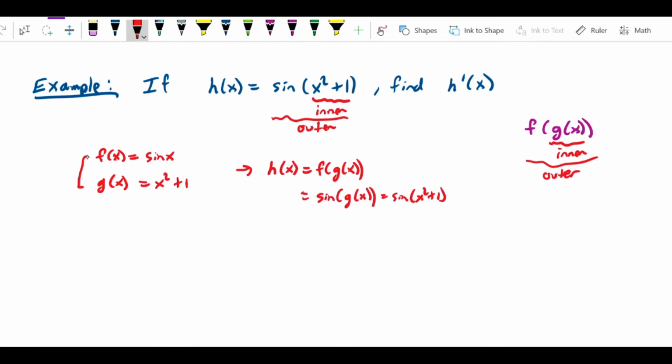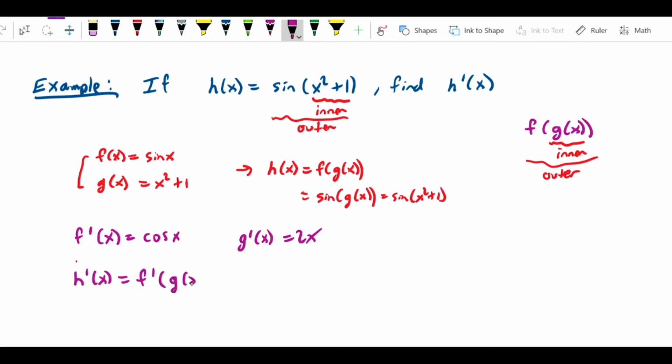So now that we know what f and g are, we can simply write out what all the derivatives are. We know that f prime of x is equal to cosine x, and g prime of x is equal to 2x. So let's say that we recall the chain rule. h prime of x is equal to f prime of g of x times g prime of x.